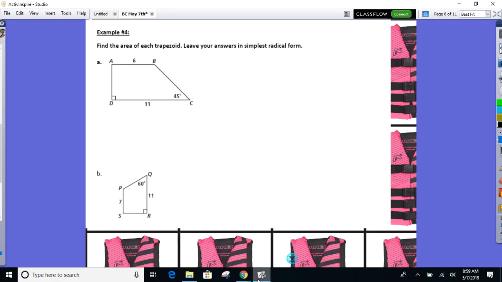All right, example 4, part A. Now we're in the trapezoid business. Leave your answer in simplest radical form. All right, well, let's look at the formula first to see what we need. I need the height, and I need the bases. I already gave you the bases. Okay, the bases are there. I need your help finding the height.